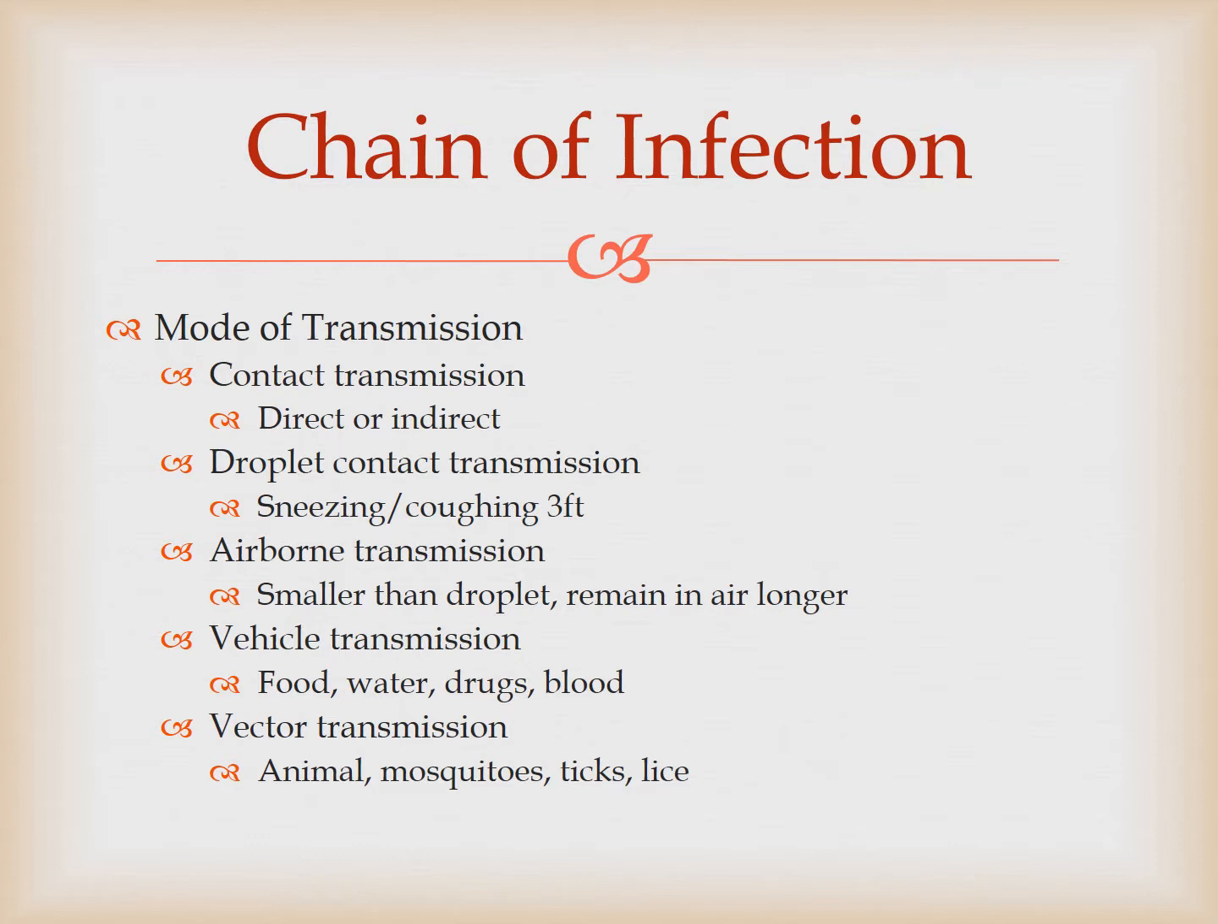Then there's vehicle transmission. There are other vehicles that can cause indirect transmission of microorganisms, such as contaminated food, water, drugs, and blood. An example would be when a person has food poisoning. And then vector transmission. Vector transmission is when the microorganism is transferred to the susceptible host by an animal, mosquitoes, ticks, and lice. Lyme disease is an example. The organism is transmitted by a deer tick.